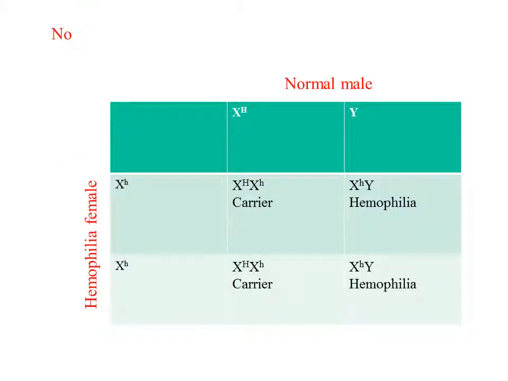In this cross, we will have a hemophiliac female mating with a normal male. In this case, all males will have hemophilia because the males get their Y from dad and they get the X from mom. So mom has to have this bleeding disorder to make all males have the bleeding disorder. The two daughters will be carriers.